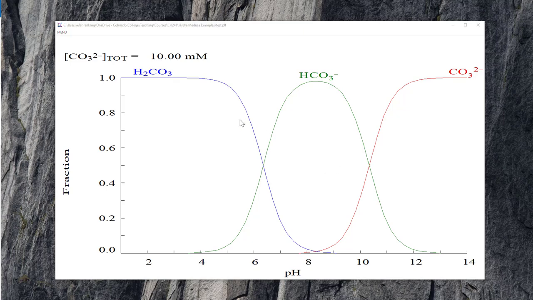This can be really handy, as it will be for alkalinity titrations, to evaluate, well, what's the starting pH in my system? If I'm starting at a pH of, say, 7 or 7.5 in water, you can say, well, actually what I'm going to have in water is predominantly HCO3 with a little bit of H2CO3, with almost 0 concentration of carbonate.